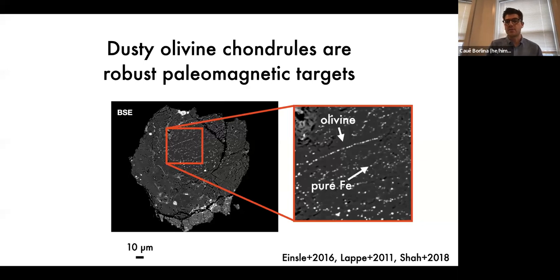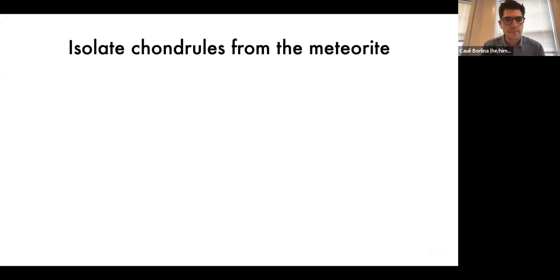There have been several studies over the last essentially 10 years that have looked at the paleomagnetic properties of chondrules, and dusty olivine chondrules are ideal paleomagnetic targets. If you were to measure random chondrules, you likely won't get any magnetic signal, so you have to target those specific types of chondrules. One thing worth mentioning is that they are very rare to find within CO chondrites. About 1 in 70 or 80 chondrules are dusty olivine chondrules.